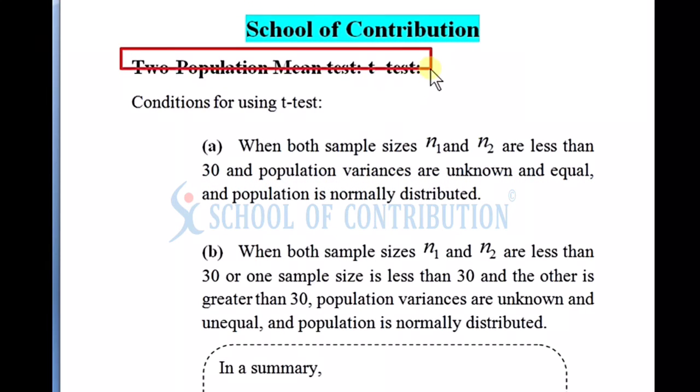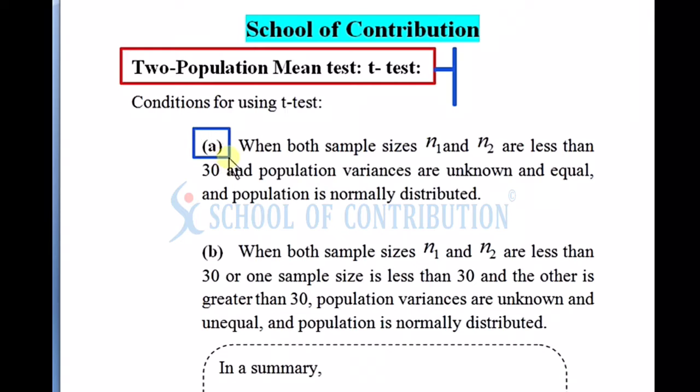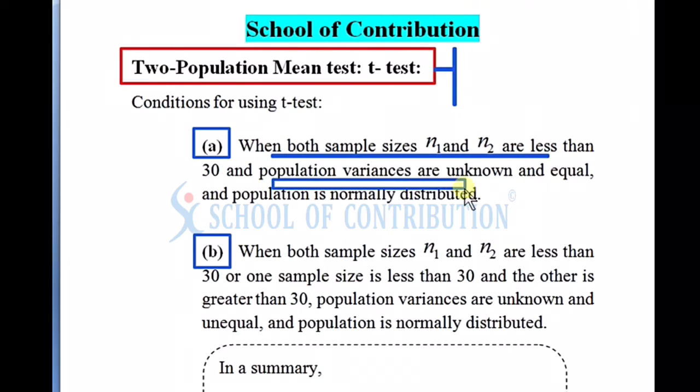Today we discuss the t-test for two population mean test. To apply the t-test for two population mean test, we have to know the conditions for using the t-test. These are the two conditions. The first condition says that when both sample sizes n1 and n2 are less than 30, population variances are unknown and equal, and the population is normally distributed, we can use the t-test in that case.